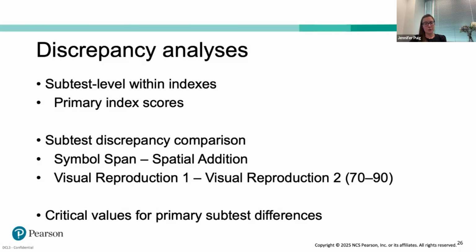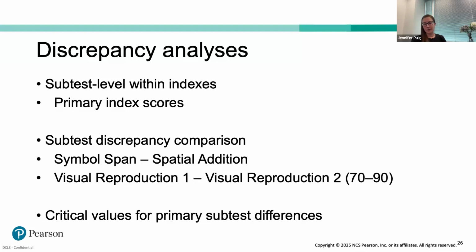When the CVLT3 scores are substituted for the verbal paired associates score, the auditory, immediate, and delayed memory subtest level within index score analyses are not available. For the primary indexes that are derived from 2 subtest scaled scores, there are subtest level discrepancy comparisons available. So that's the visual working memory index subtests and the visual memory index subtests for examinees ages 70 to 90 years old.